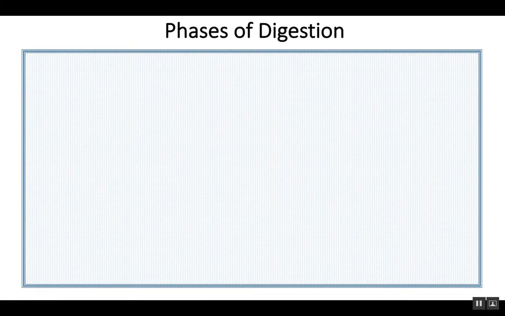Next topic is what we call phases of digestion. This information in your textbook comes kind of at the end of the chapter, but I like to talk about it now because it largely has to do with your stomach and how we stimulate it, how we turn it on, how we keep it on, and then how we turn the stomach off. That's basically the three phases of digestion.